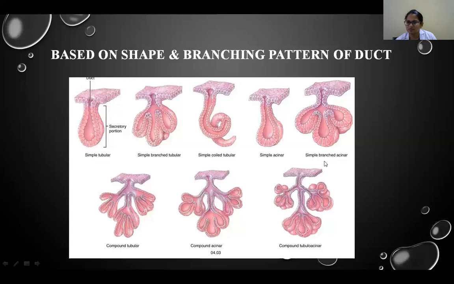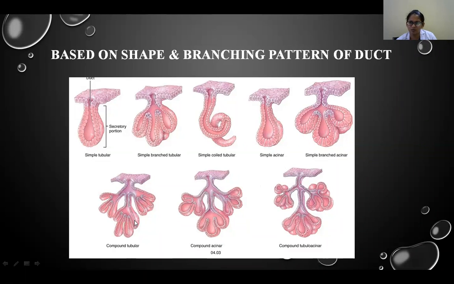Coming next, simple branched acinar glands. Here also we see only a single duct, but with branched acinar cells, more than one. So it is called a simple branched acinar gland. So the simple types are: simple tubular, simple branched tubular, simple coiled tubular, simple acinar, and simple branched acinar.